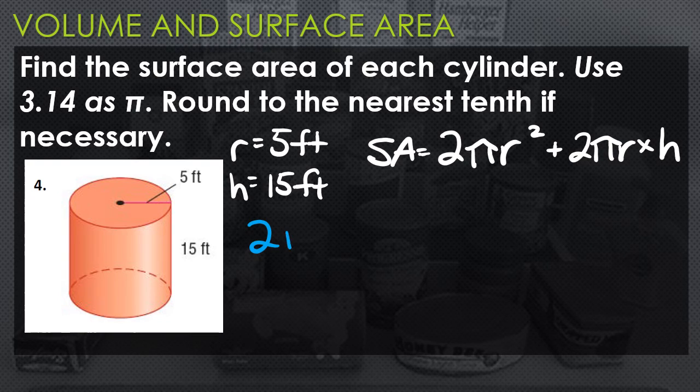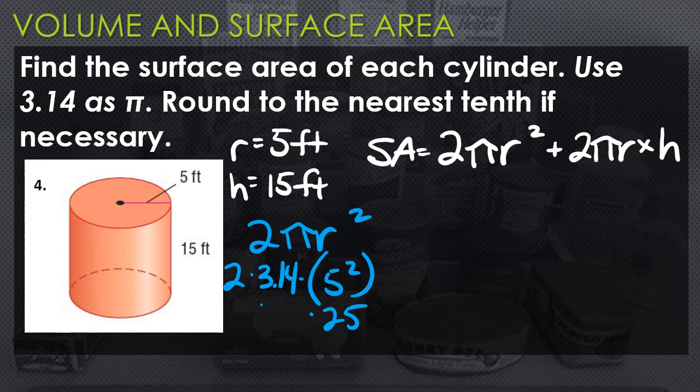For 2 pi r squared, we're going to do 5 squared times 2 times 3.14. All we're doing is multiplying these together. So we got 25, this is 5 squared. Let's multiply these together. 2 times 3.14 times 25 gives us 157 feet squared. So we did our first chunk.